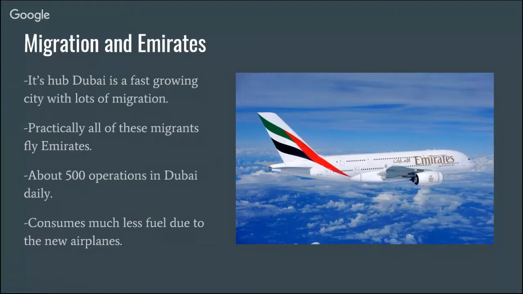The hub of Emirates is Dubai International Airport, and Dubai, as we said before, has a lot of immigrants, and a lot of these immigrants usually fly Emirates. The airport of Dubai has around 500 operations per day, most of them from Emirates. And as I said before, these airplanes consume less fuel and are more efficient than the older ones, which belong to other airlines like Delta.